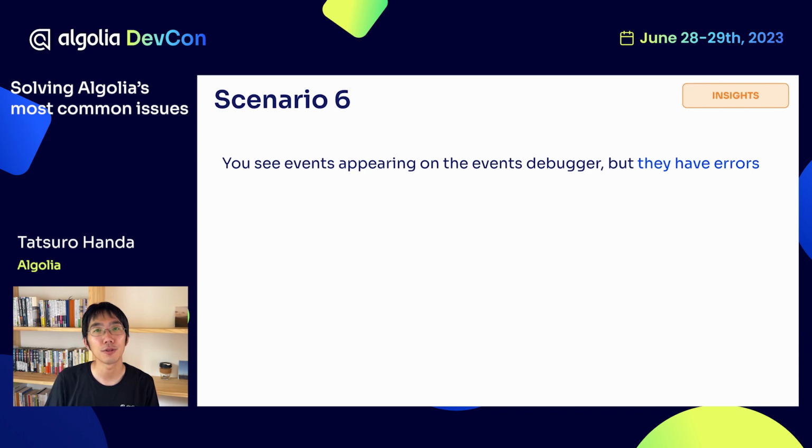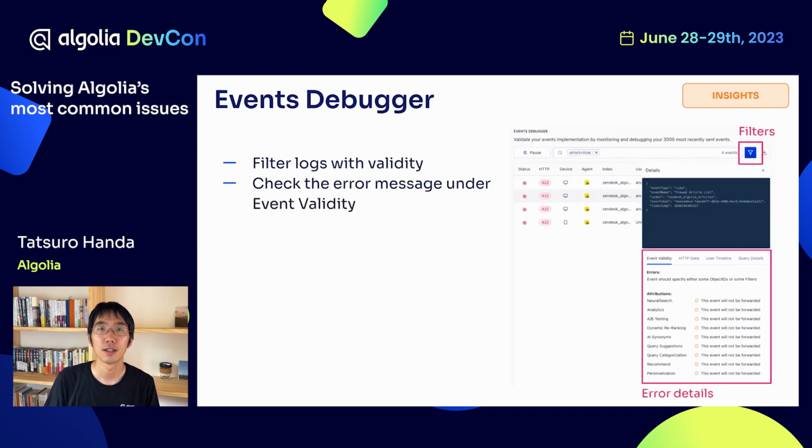What about the case where you see events appearing in the Event Debugger, but they have errors? In case you see errors in the Insights event requests, you can see more details in the Event Debugger view. You can filter the events by validity and can browse the details of the errors by selecting one of the log lines. In this example, you can see there are events having HTTP 422 error, meaning unprocessable content. You can see the descriptive error message on the right side under the Events Validity tab, which says, events should specify either some object IDs or some filters.